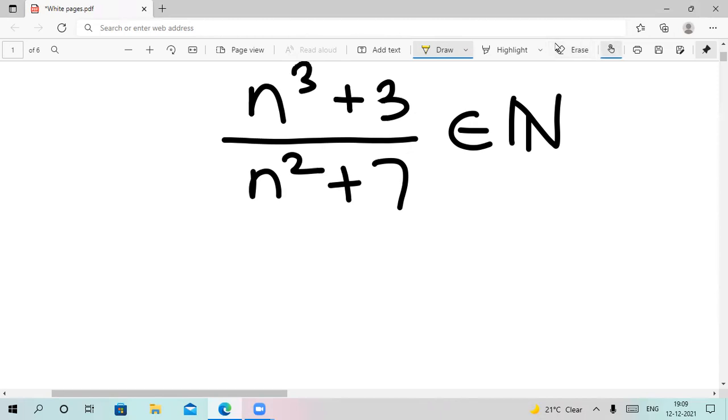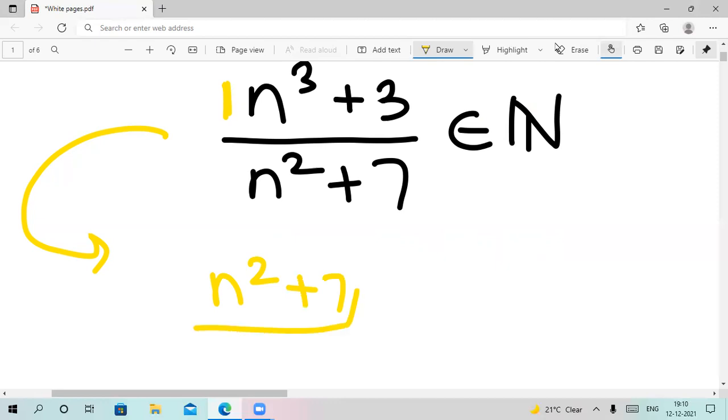First, as simple as that, what every person does is we need to make the numerator have a degree less than the degree of the denominator, which means we need to first reduce this expression by division. Here we have n square plus 7 and n cube plus 3. We will physically divide it first.